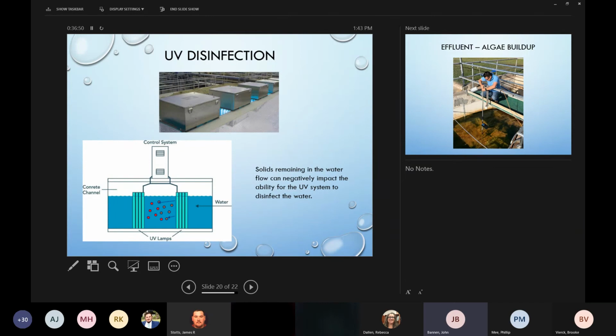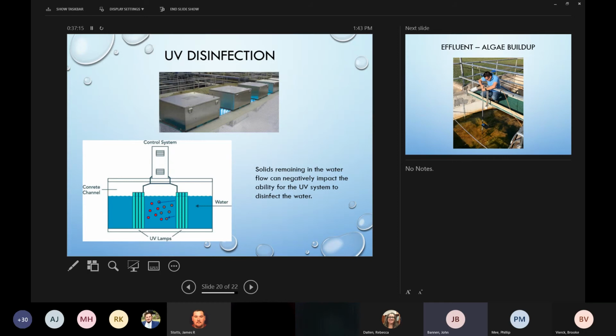And chlorine is the same way. The chlorine is circulating through the water and coming into contact with all of those floatables or solids that are still in the water and aren't able to come into contact to adequately disinfect the water. So again, materials that remain or make it through the treatment process then negatively impact the system.